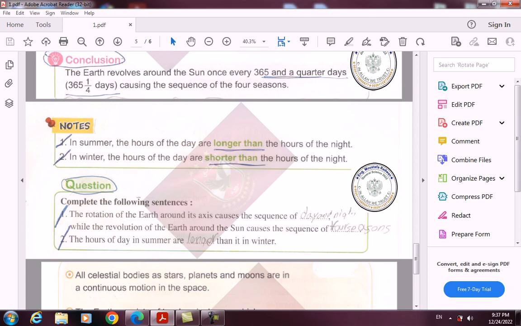So a little bit of quiz as well. Question: complete the following sentences. 1. The rotation of the earth around its axis causes the sequence of what? Of day and night, while the revolution of the earth around the sun causes the sequence of what? Of the 4 seasons. And number 2, the hours of the day in summer are, of course, longer than in winter.